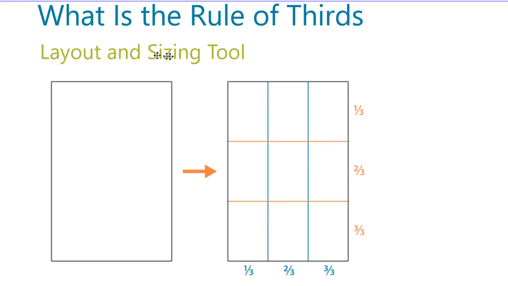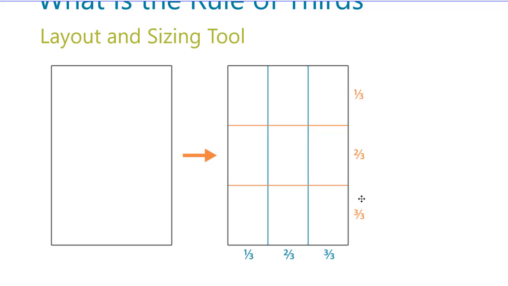So what is the rule of thirds? It's a layout and sizing tool for your design elements on your canvas, okay? So what you have to do basically is split up your artboard into 1/3 sections, both horizontally. So I got blue line here, blue line here. So I got 1/3, 2/3, and 3/3, and vertically, I got orange line here and orange line here. So we got 1/3, 2/3, and 3/3 going vertically. Okay. And then we're going to place and size our elements depending on this grid.